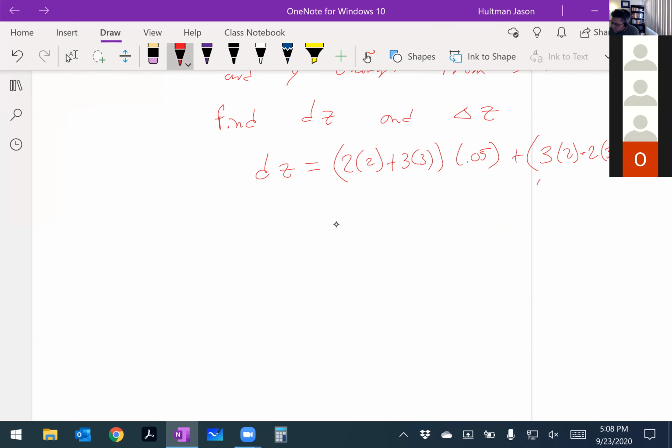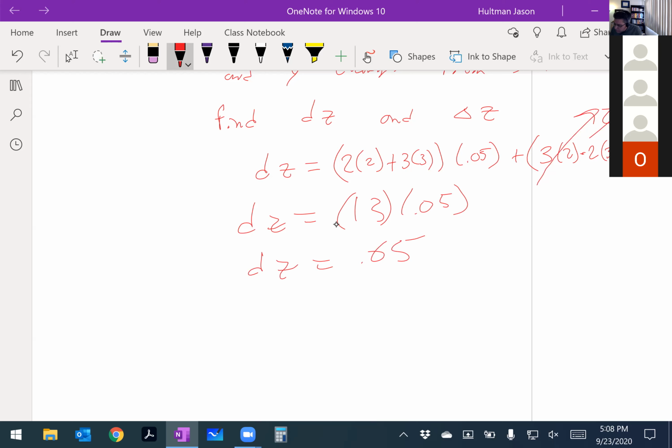So this thing goes to 0, which is nice. So dz is equal to, what is this? 9 and 2 and 4 is 13 times 0.05. So the change in z is 0.65. Okay, so that's the change in z there, 0.65.